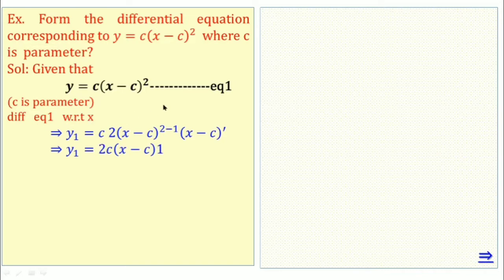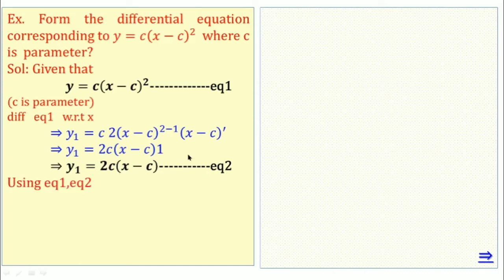Now we get y1 is equal to 2c into (x minus c) whole power 2 minus 1, which is power 1. So x minus c, and differentiation of x is 1 and differentiation of c is 0, so we get only 1. Now y1 is equal to 2c into (x minus c). We are taking this equation as the second equation.